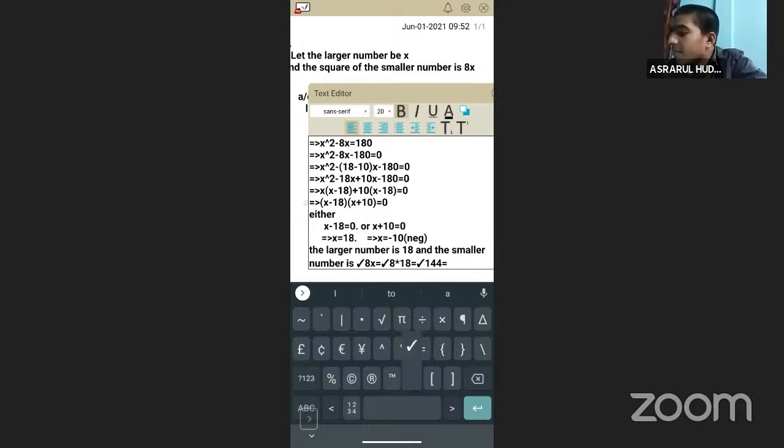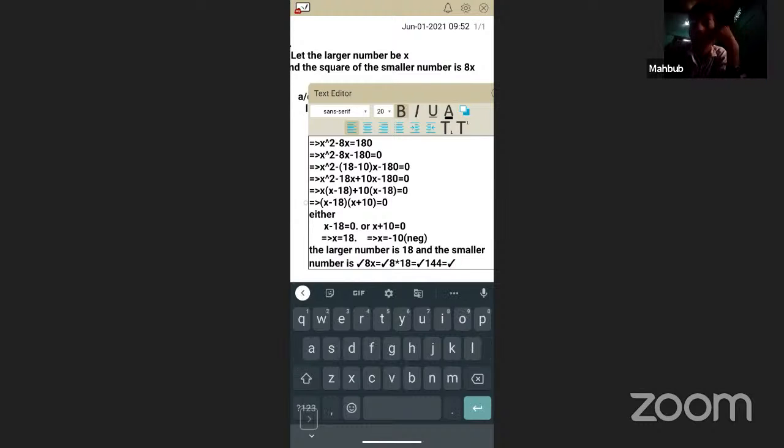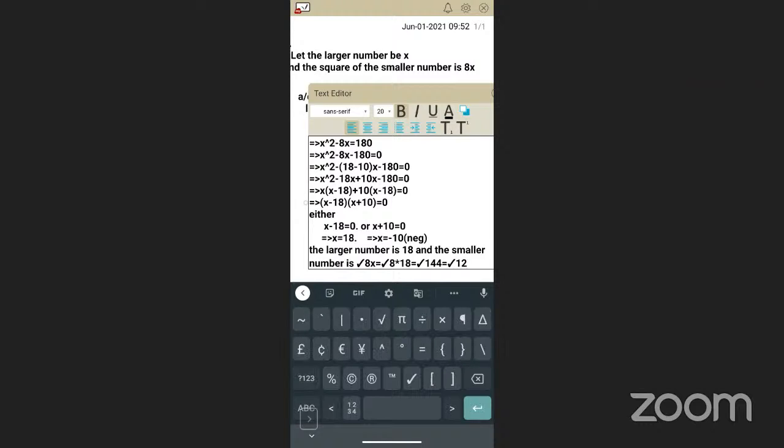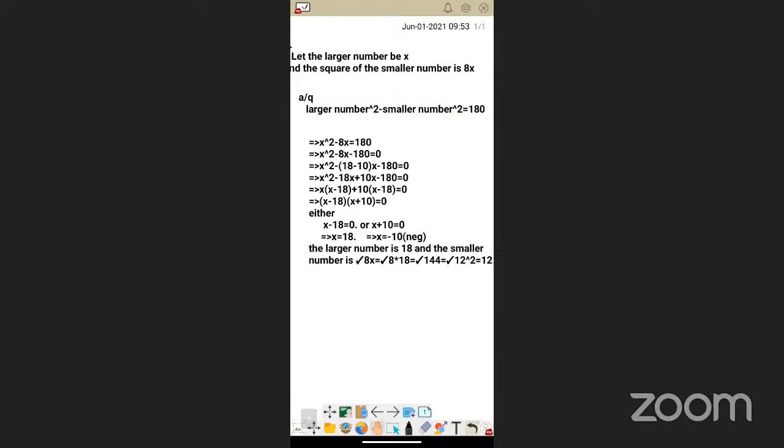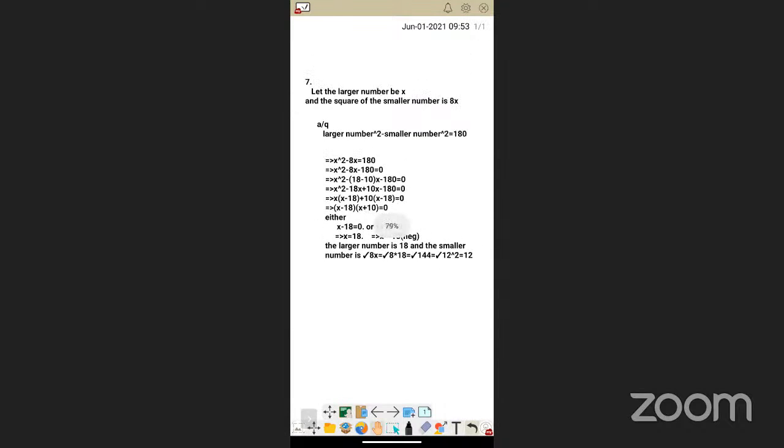Yes, very good. So here you will write root of 12 square. Okay, so this square and root will get cancelled. You will get this as equals to, the smaller number is 12. Understood now? So this is how you will do it. Let me minimize this one for you. Please write this. Understood now, everyone? Yes, sir.